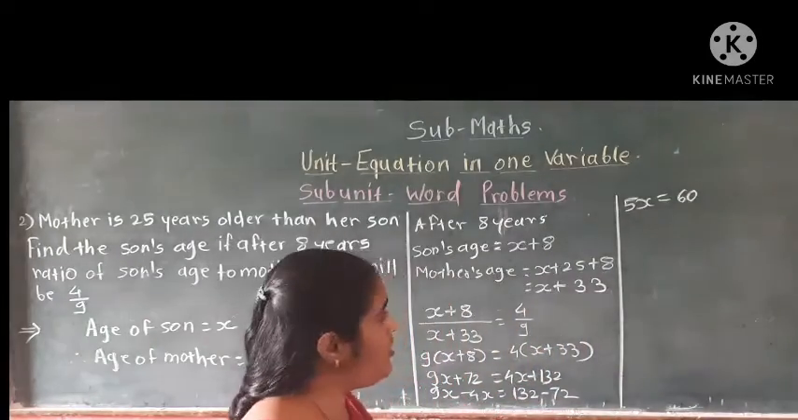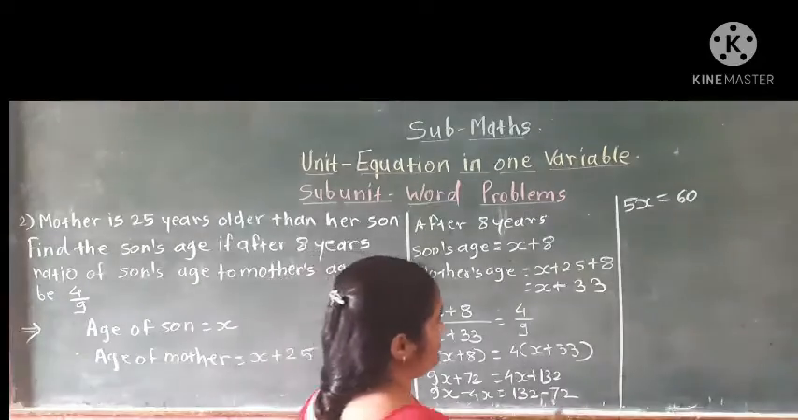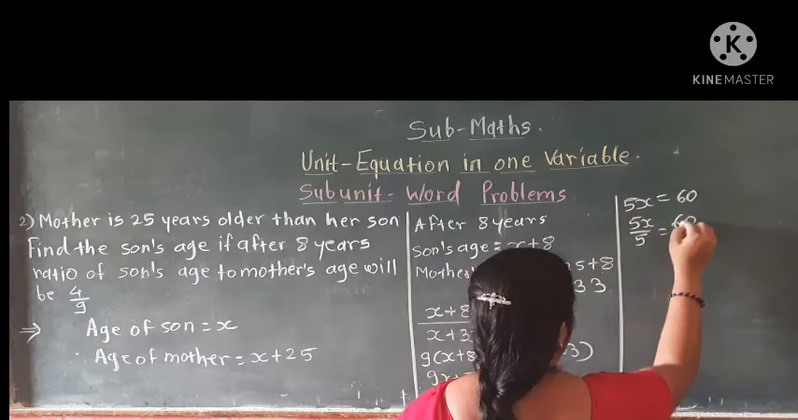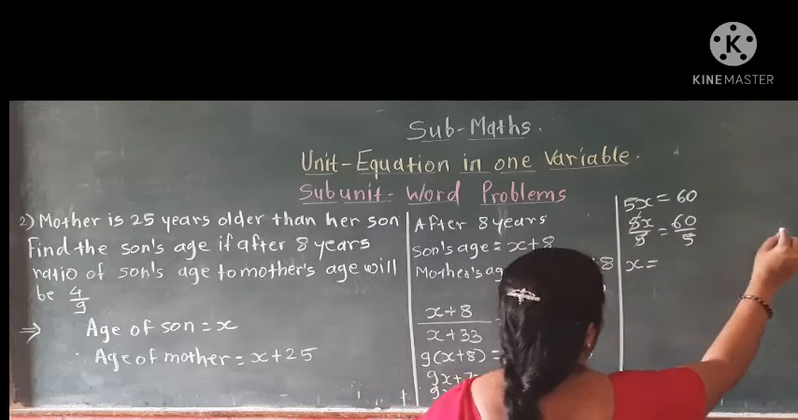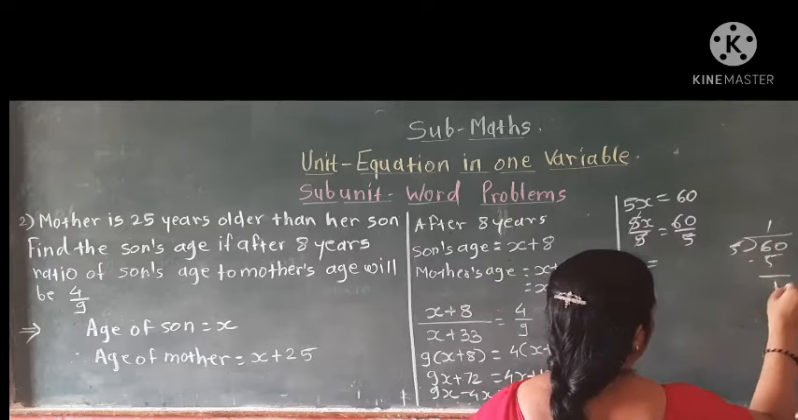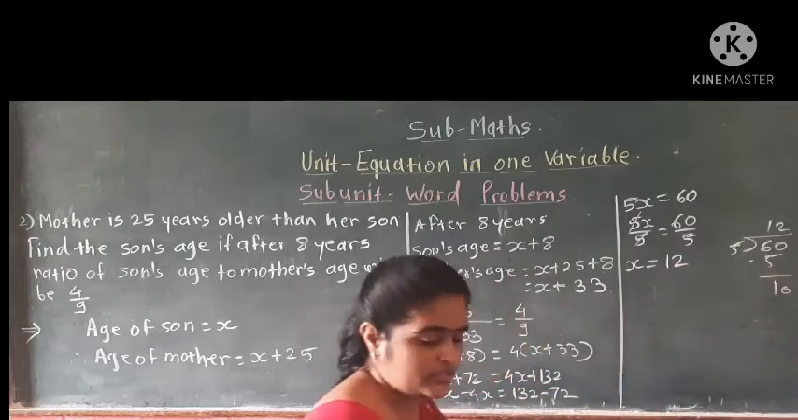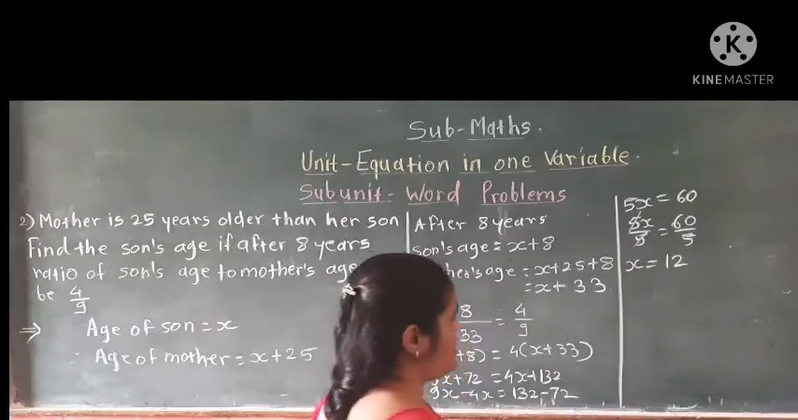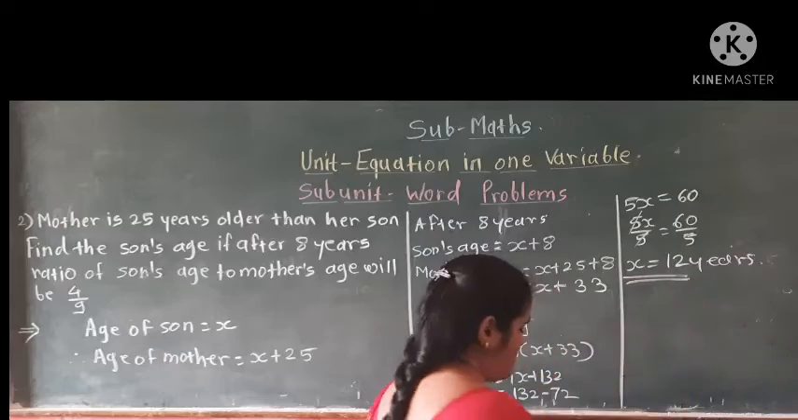Here, according to the rule of equations, we have to divide both sides of the equation by 5. Then 5x divided by 5, 60 divided by 5. Here 5 gets cancelled, only x remains. Then what about 60 divided by 5? 5 ones are 5, remaining is 1. 5 twos are 10. After division, the value will be 12. Value of x is 12 years. So this is our final answer.